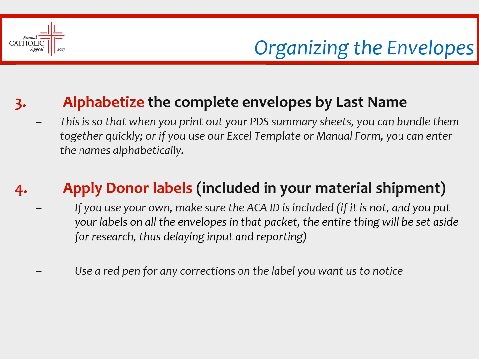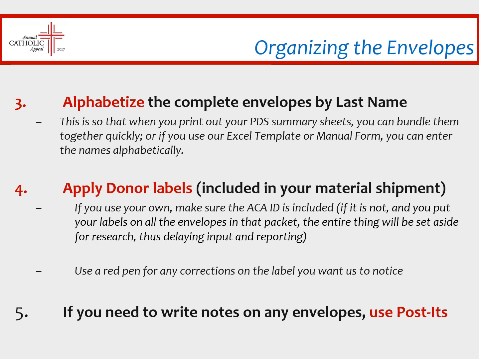You want to apply the donor labels next. These are included in your material shipment. If you use your own labels, make sure the ACA ID is included. If it is not, and you put your labels on all the envelopes in that packet, the entire thing will be set aside for research, thus delaying input and reporting. Use a red pen for any corrections to the label that you want us to notice. And if you need to write notes on any envelopes, use Post-its.